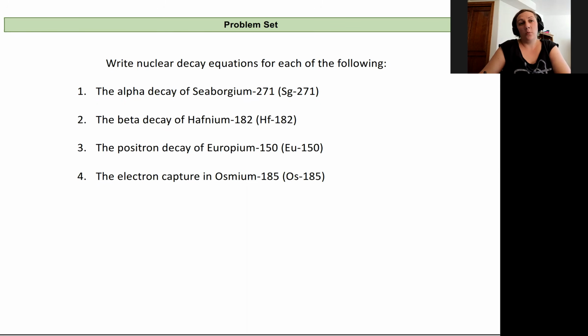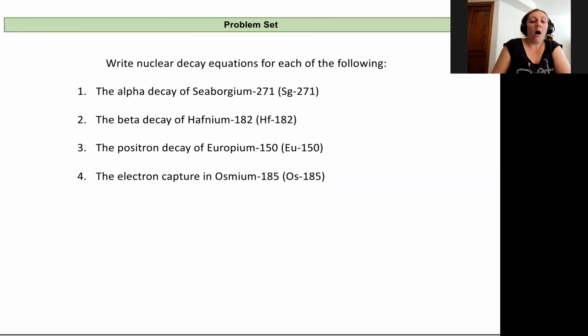In this video, we're going to walk through the solutions to a few practice problems writing out nuclear decay equations. So we've got 4 examples here, and I'm just going to walk through these. Our first one is talking about the alpha decay of Seaborgium 271, which is a fantastic name for an element.